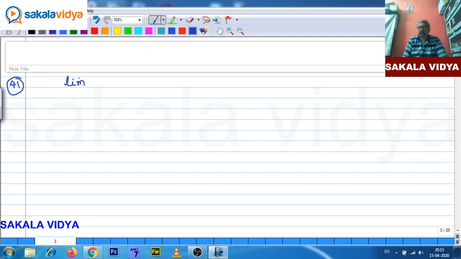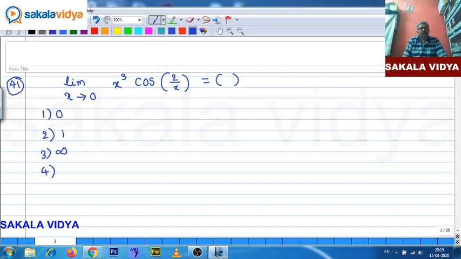Limit x tends to 0, x cube cos of 2 by x equals, first option 0, second option 1, third option infinity, fourth option does not exist.